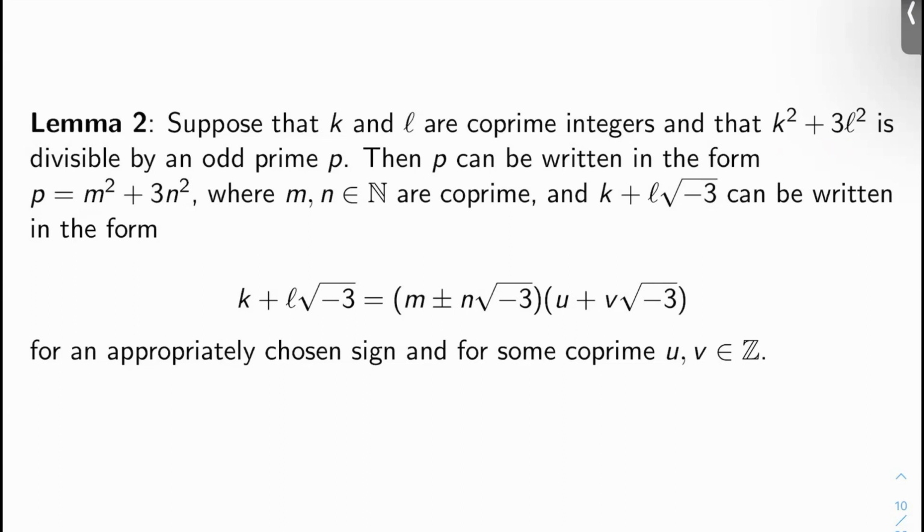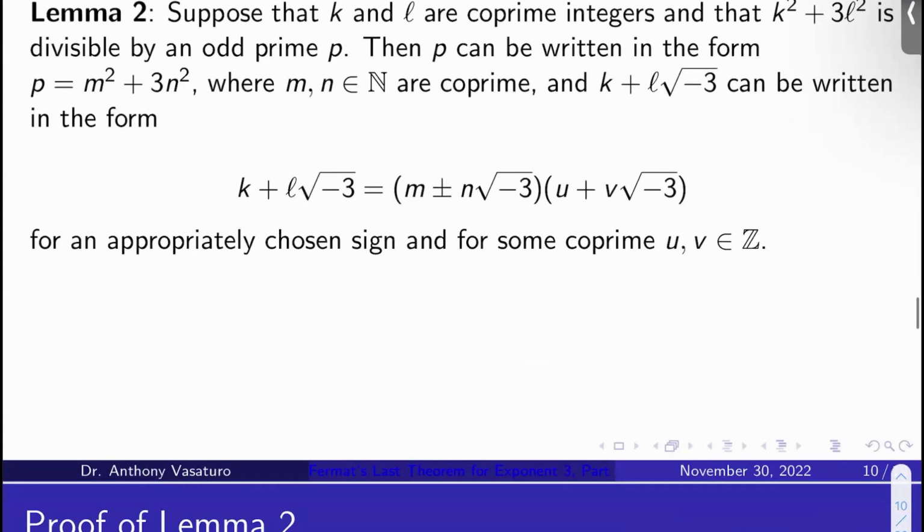And furthermore, there's a second statement: k plus l times root negative 3, this time, can be written in the following form, m plus or minus n root negative 3, where m and n are the squares, the things whose squares show up in the expression for p, times u plus v root negative 3. So almost the same as the last lemma, except that we're a little bit more generic here. Okay? Again, for some appropriately chosen sign, and again, u and v are coprime integers.